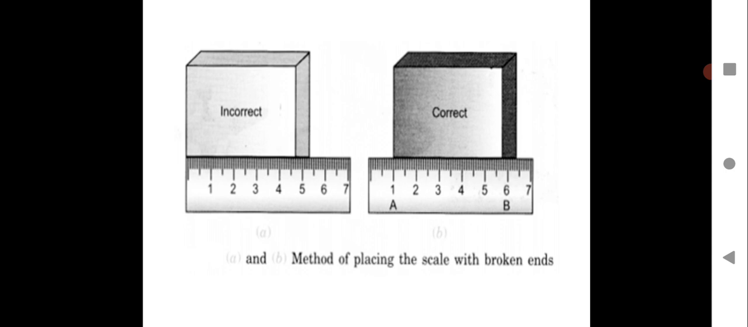Just have a look at this. Incorrect way on the left hand side, where the end is broken and the 0 is not there, you will not start from 0, because that will give you error in the reading. So in that case, when the scale is broken at the end, you are going to begin with 1, and you can take the measurement from 1, and then you can check how many centimeter you move and just mark it. So this is the correct method of placing the scale with broken end, that is your right hand side. I hope this is very clear how you measure when the ends of the scales are broken.